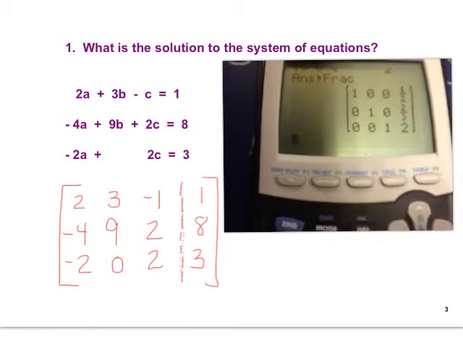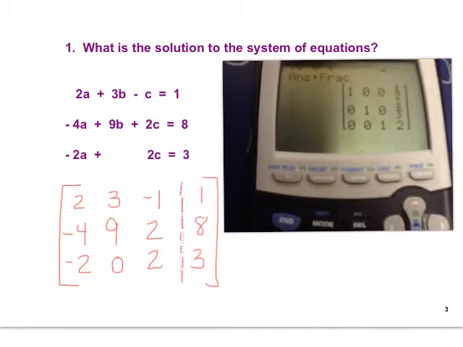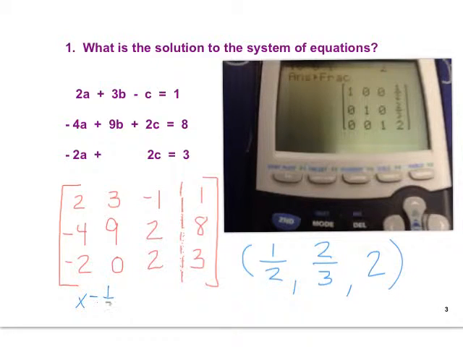We are now ready to write our solution as an ordered pair. So our solution is this ordered pair, 1/2, 2/3, 2. Or we could have actually written that x equals 1/2, y equals 2/3, and z equals 2. So this is how we can solve a system using matrices and reduced row echelon form on the calculator.